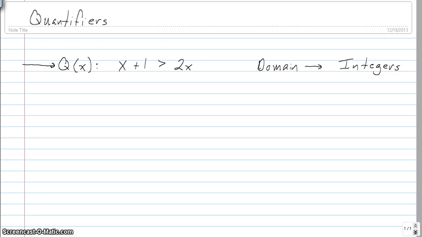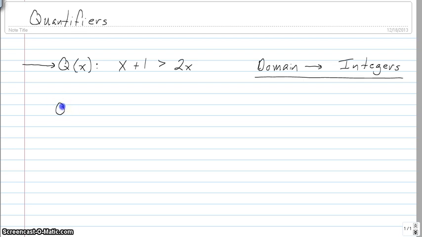propositional function, Q, and we're given a domain for that function. So it might be called, it can be called the domain or domain of discourse. Ultimately what that means is that the values of x must be integers. So for instance, we couldn't plug 0.4 in for x because that's not an integer.